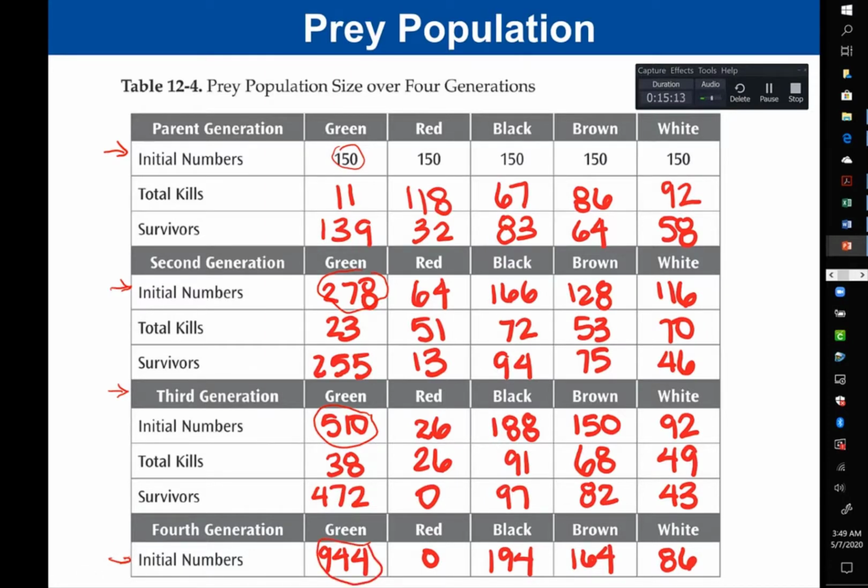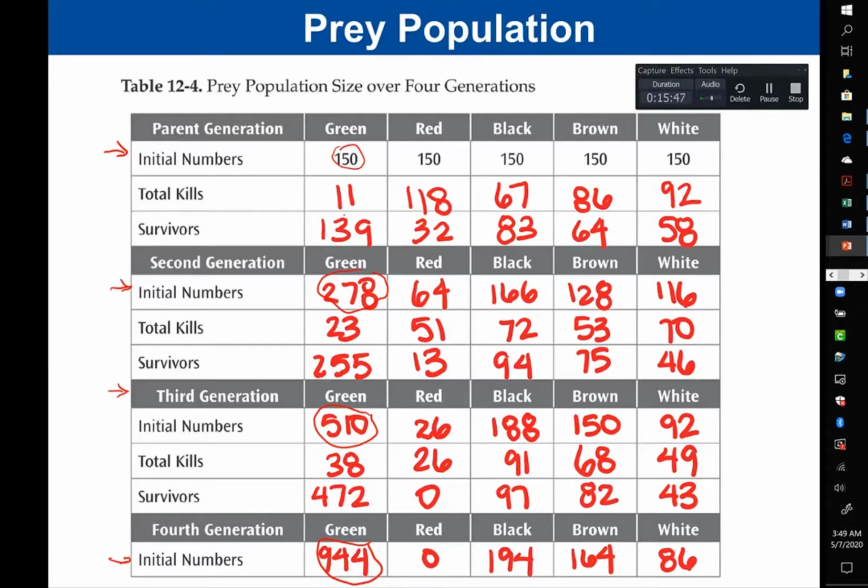So when you're looking at this table, I know it looks really busy and it's hard to figure out what to graph, but you're going to graph the initial numbers each time. So your parental generation, your second generation, use the initial numbers, then the third generation, your initials, and the fourth. Because you'll notice if you compare, each of the survivors reproduced, and that gave us the next initial number.